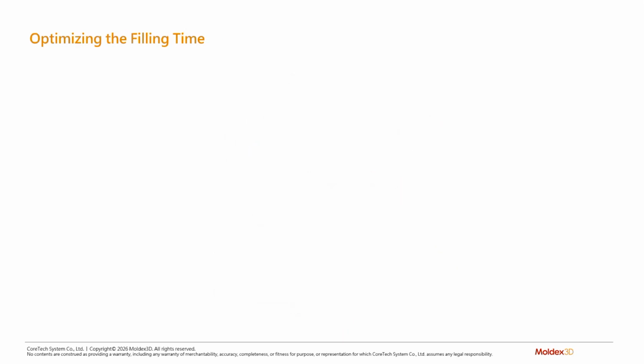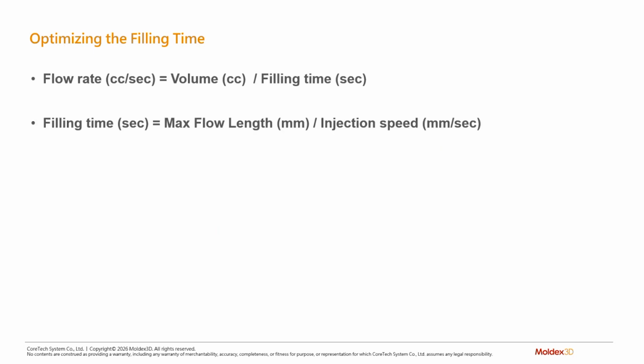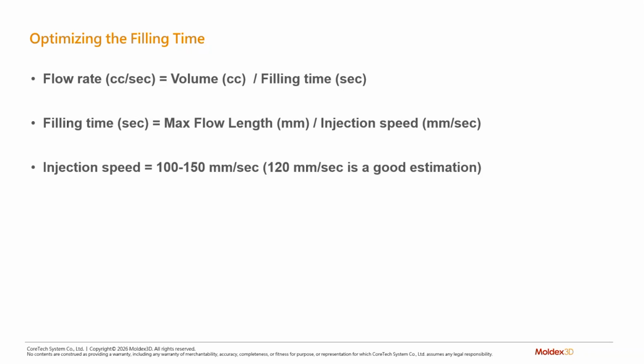So there's a few useful rules of thumb for estimating fill time. First off, flow rate equals the volume divided by the filling time, and the filling time can be estimated as the maximum flow length divided by the injection speed. When the machine is not known yet, a typical injection speed estimate is around 100 to 150 millimeters per second, and 120 millimeters per second is a good practical value. So that is going to mean roughly 1 second of fill time for every 120 millimeters of flow length.